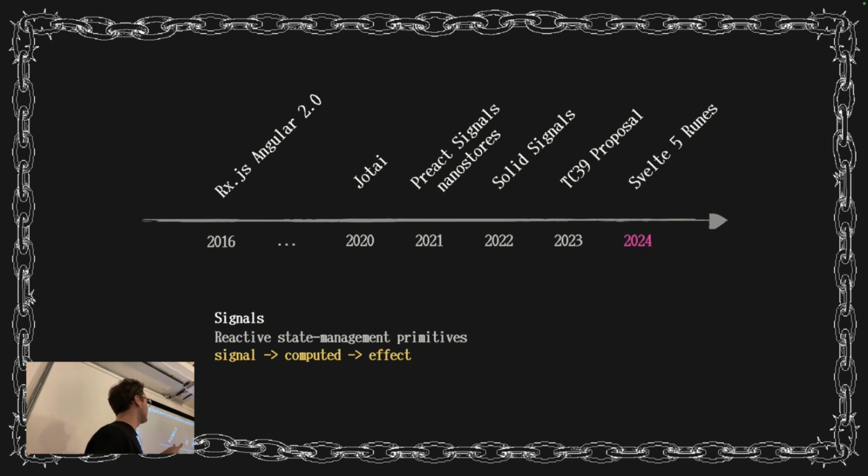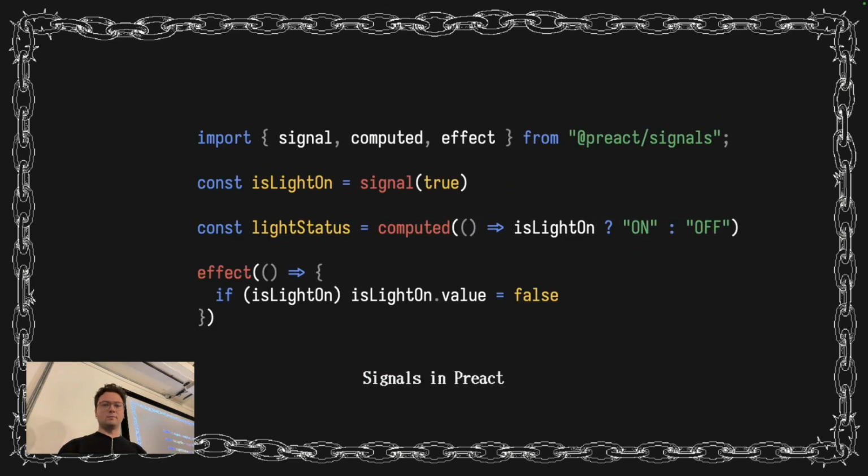There are two libraries for React, Jotai and Nano Stores, which are more minimalistic, but you can use them to have signals in React. Unfortunately, you cannot use Preact signals in React without transpilation. Solid has signals, and there's also RxJS, which is a bit different, but Angular used them back in 2016.